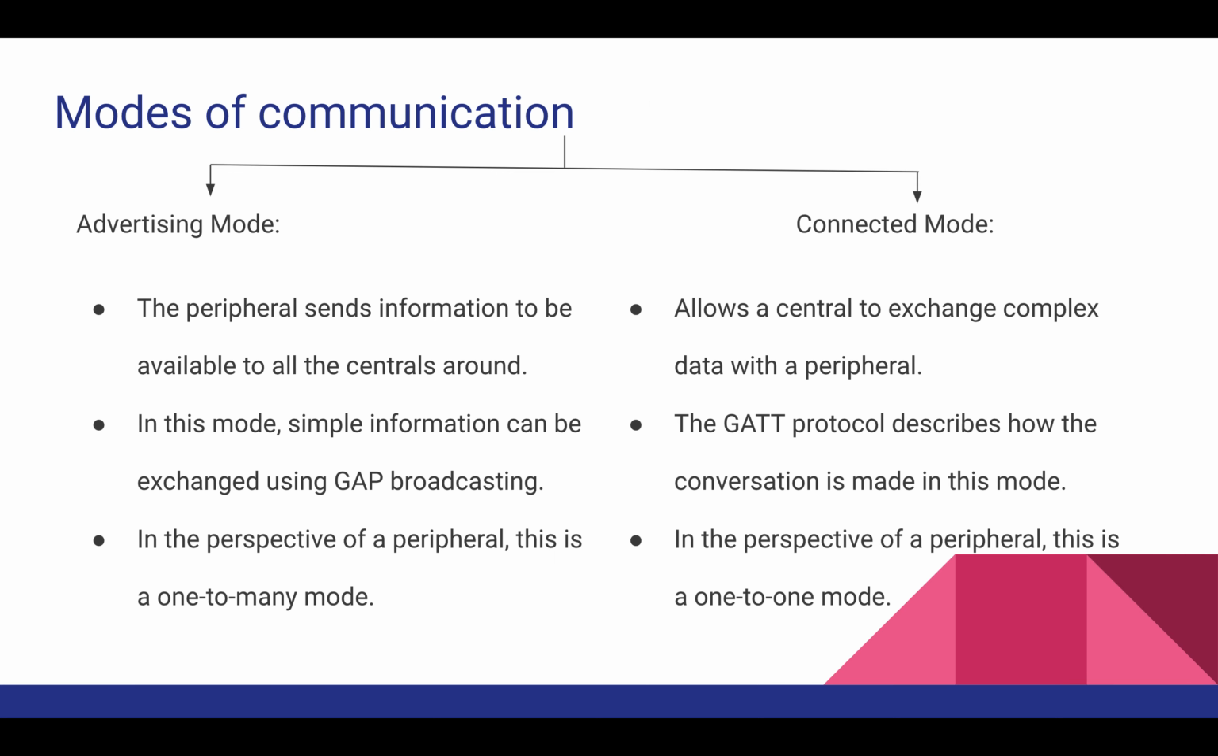Now coming to the next slide. So this is the mode of communication. There are two types of modes of communication. First is the advertising mode, and second one is the connected mode. In the advertising mode, the peripheral sends information to be available to all the centrals around. In this mode, simple information can be exchanged using GAP broadcasting, or you can say GAP protocol.